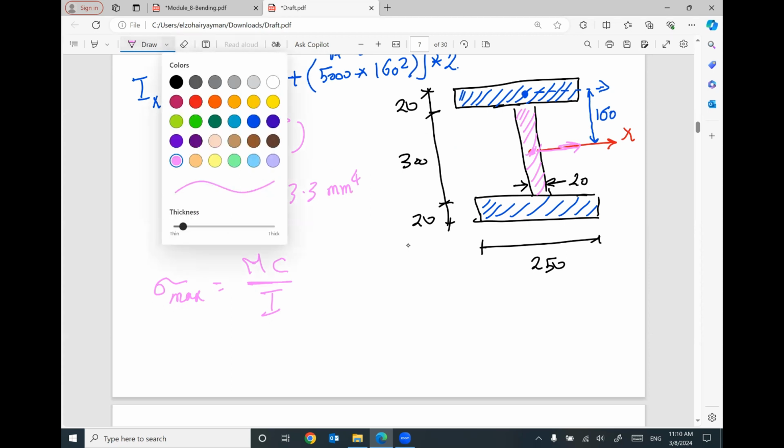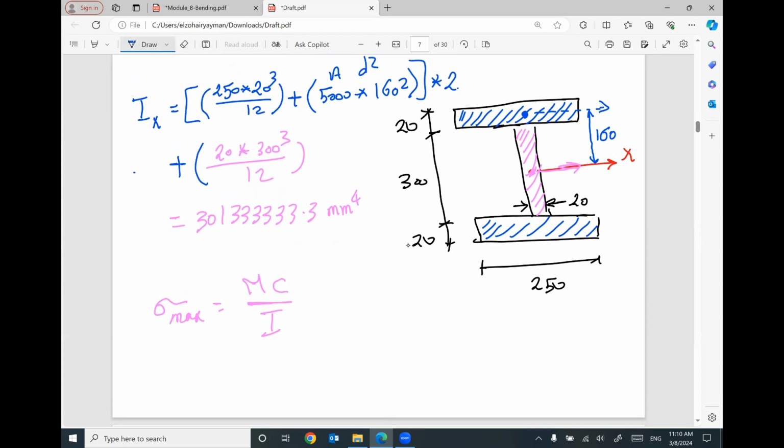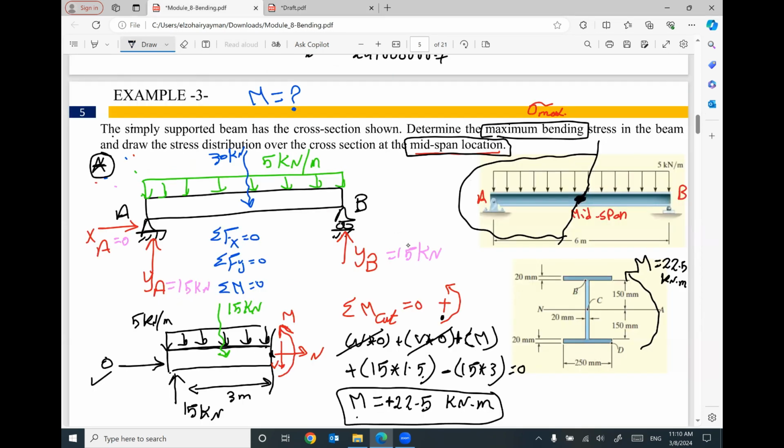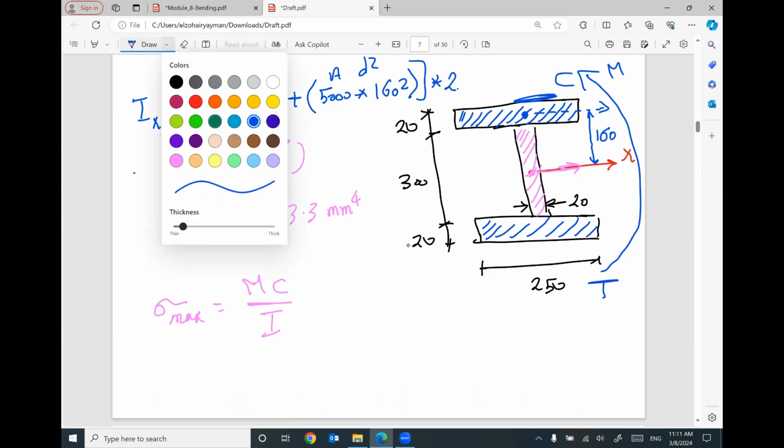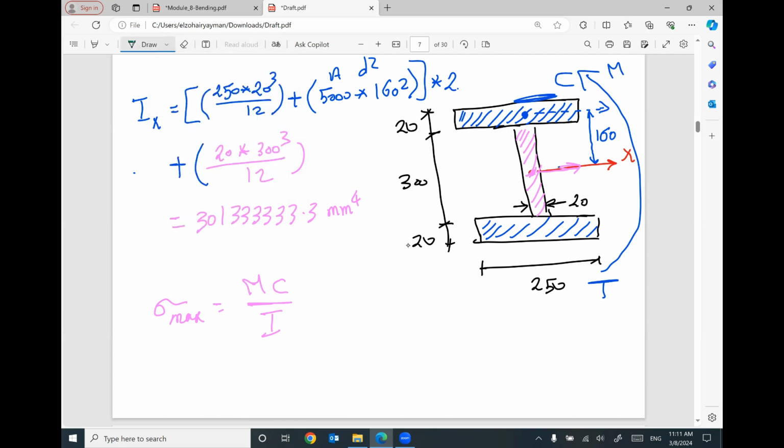Keep in your mind, if you are looking at your moment based on this direction, it looks like this. This is the moment. We have tension at the bottom. We have compression at the top. Keep in your mind, the distance between the neutral axis here and the top is C, equal to 170. And the distance between the neutral axis and the bottom, C, equals 170 millimeter also.